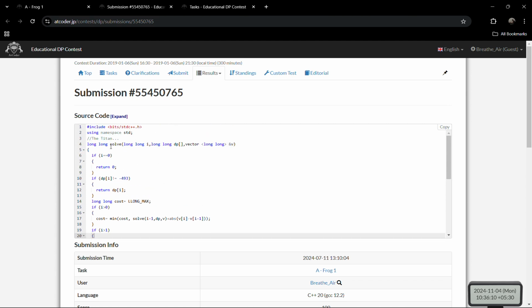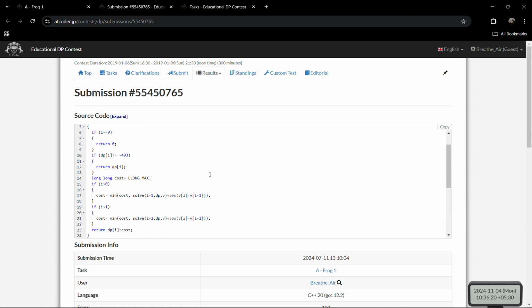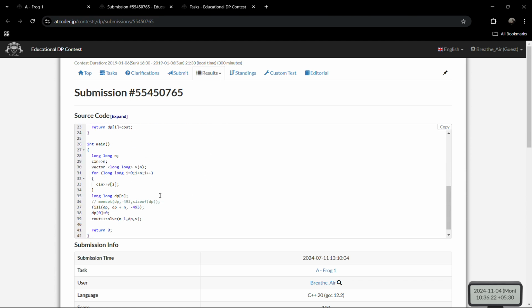So this solve function takes one argument i, which is the index, then the dp array to memoize the answers, and the vector v. So v is just the height array. I would have named it h as well, but anyways. So long dp of n. I'm using zero based indexing basically. So filling the dp with some sentinel value minus 493 and calling solve of n minus 1 comma dp comma v.